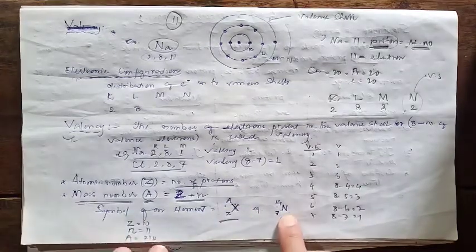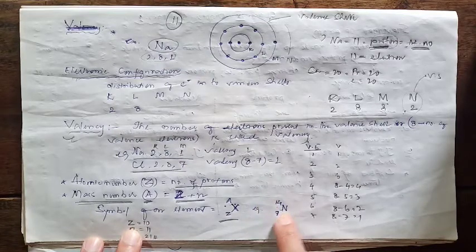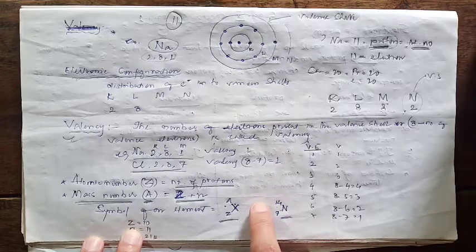So here we have an example. Suppose nitrogen's atomic number is 7 and mass number is 14. So the atomic number will be written at the bottom left and the mass number will be written at the top left.